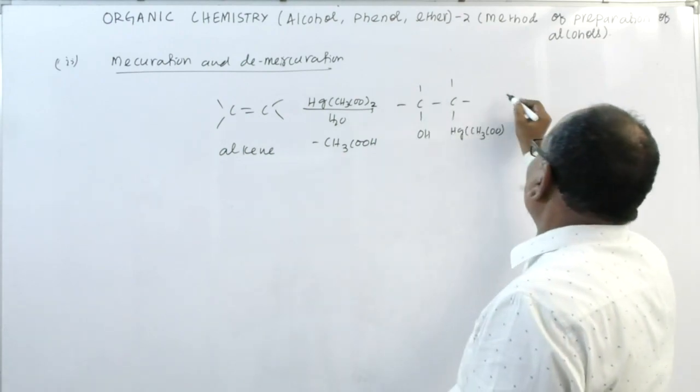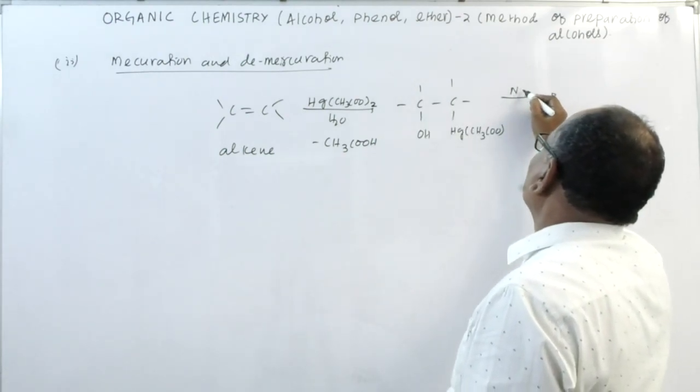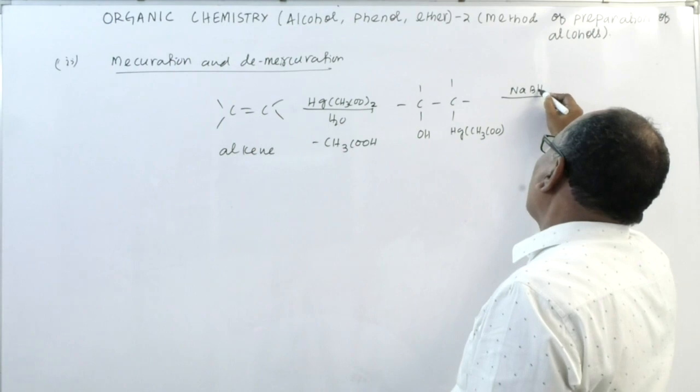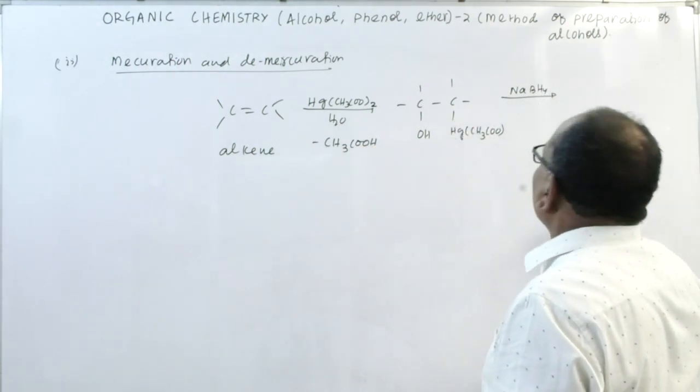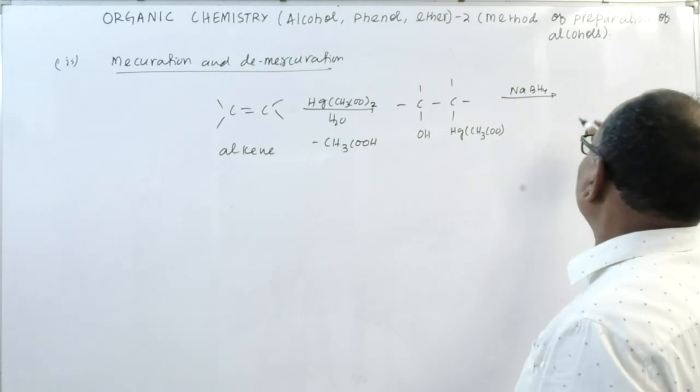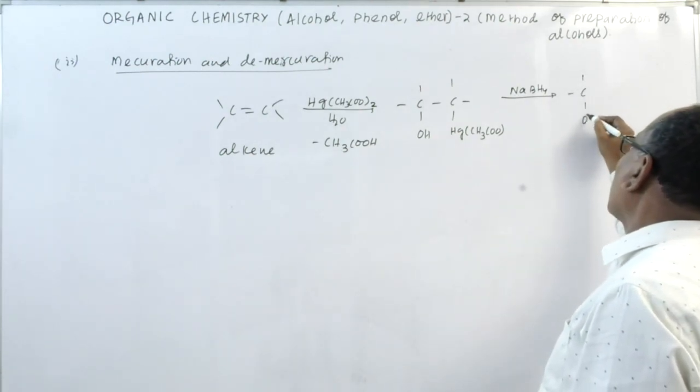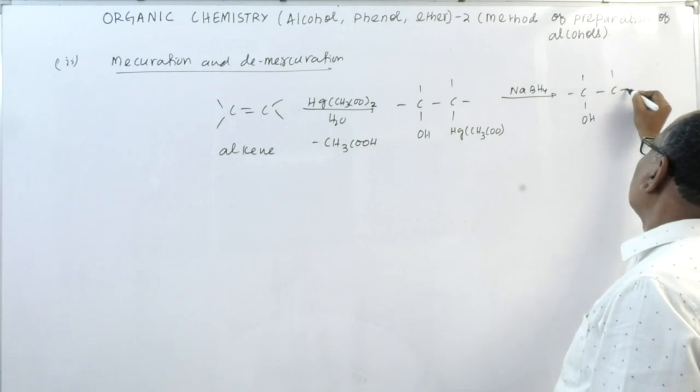When this is reduced in presence of sodium borohydride, this is called demercuration. The mercuration converts, and this converts by demercuration, it gives you COH, CH.